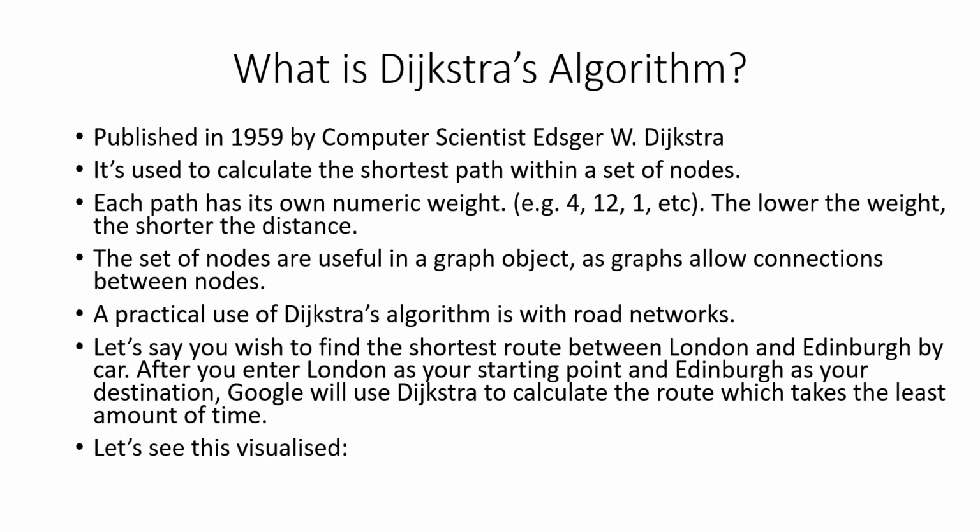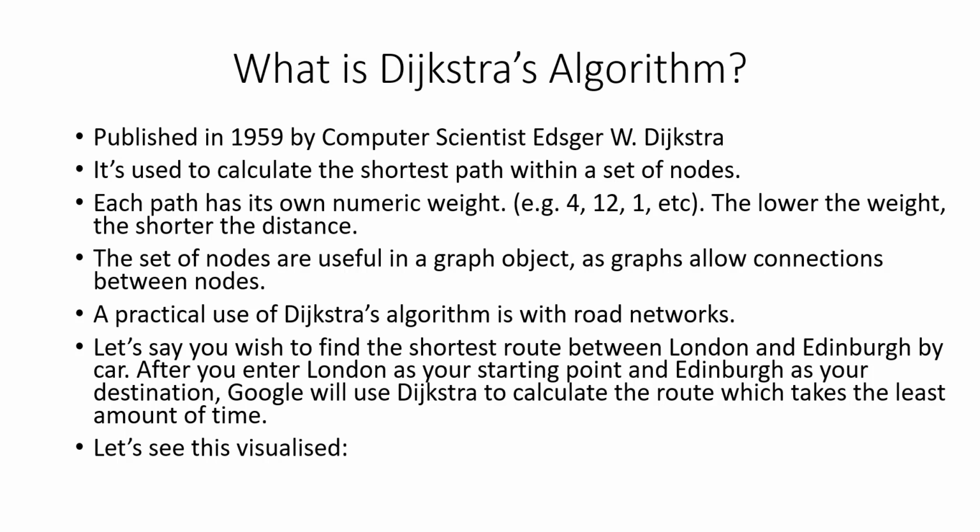Every path has its own numeric rate. For example, the edge rate between node A and node B could be 6, 3, 15, etc. A set of nodes is useful in a graph object, as graphs allow nodes to be connected to each other in a directed or undirected graph.